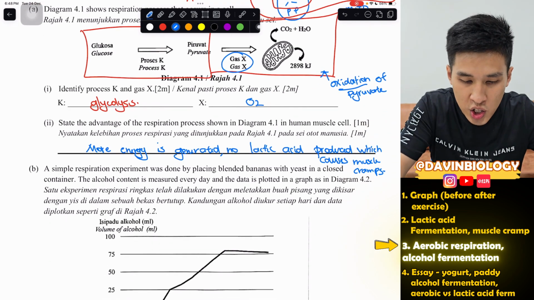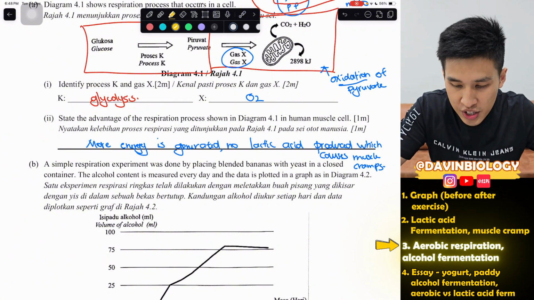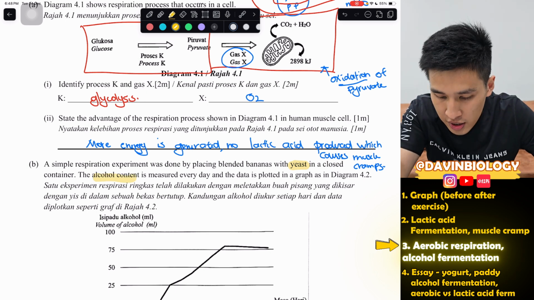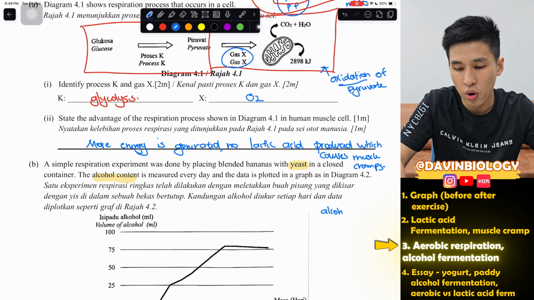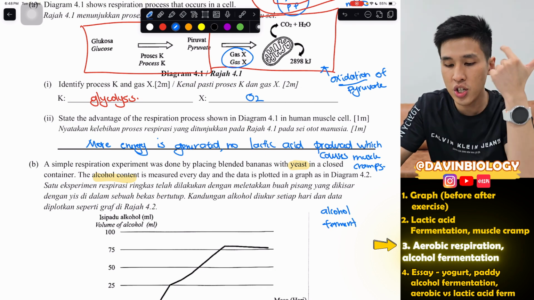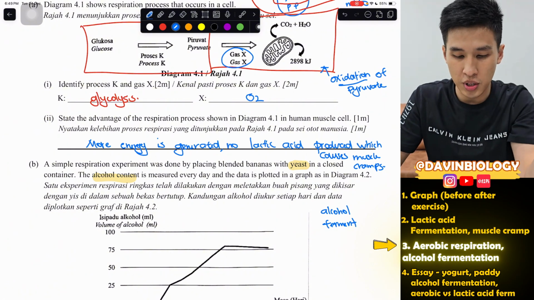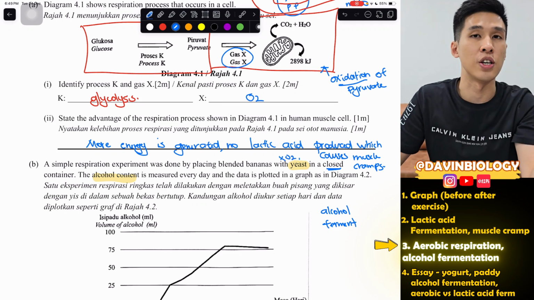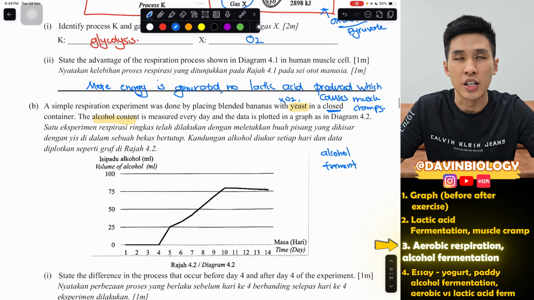Next, there's an experiment over here. Was done by placing blended bananas with yeast in a closed container. The alcohol content is measured every day and the data is plotted. So basically this is another kind of fermentation called alcohol fermentation. So it's a fermentation that is carried out by plants and yeast. So just like human, plants and yeast also need oxygen. Sometimes if they lack oxygen, because you close the container, so there's no oxygen, so you force them to undergo fermentation. But they undergo a different kind of fermentation called alcohol fermentation, which produces alcohol in the form of ethanol.